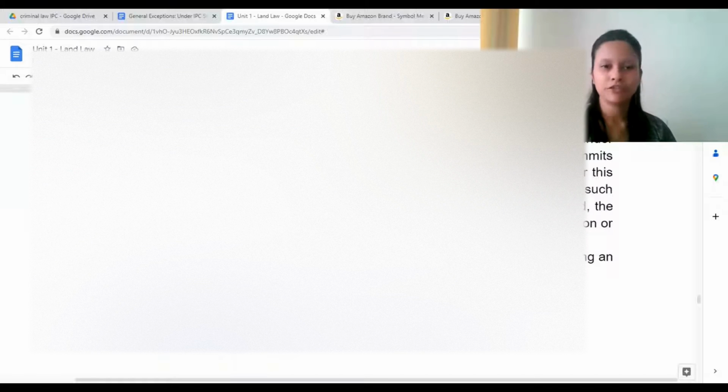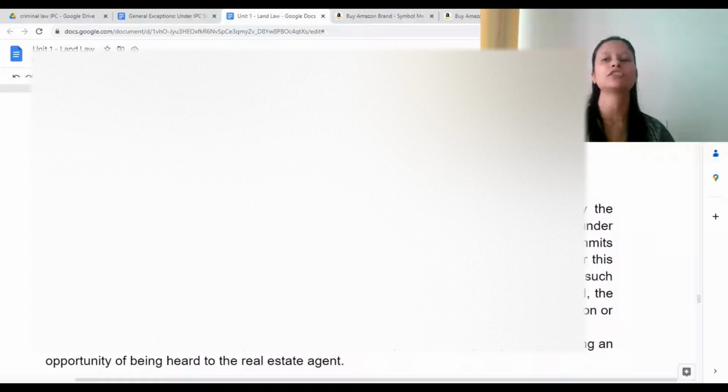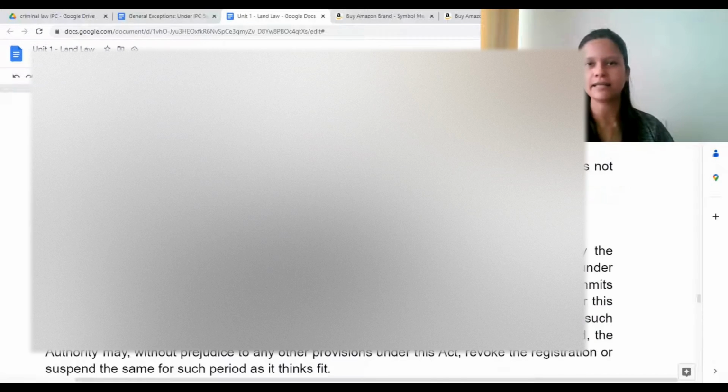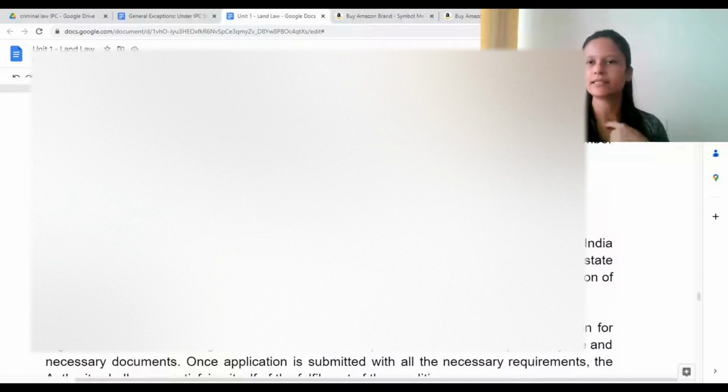But again, such revocation or suspension shall be made after providing an opportunity of being heard. The authority cannot simply revoke or cancel it; one chance should be given to the real estate agent to explain and prove his point as well. Even after that, if the authority is not satisfied, they can get it cancelled or revoked. Otherwise, if they are satisfied, they might change their decision. Okay, is it clear? Yes, ma'am.